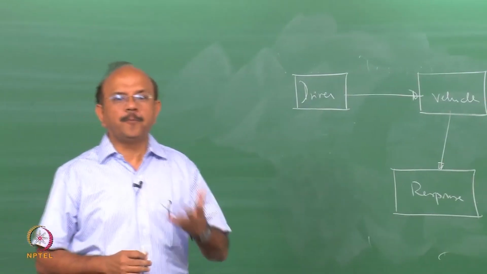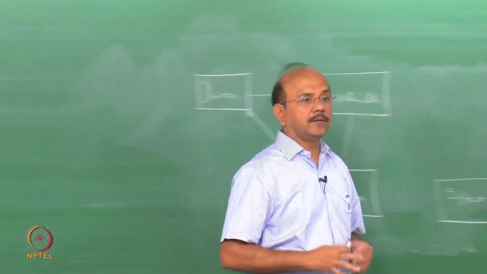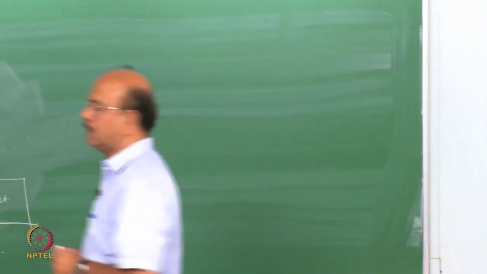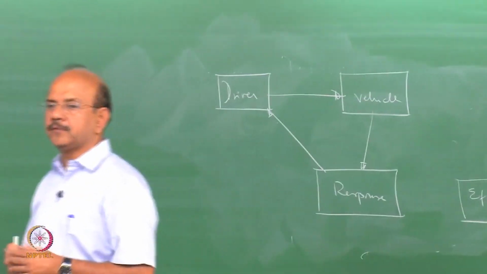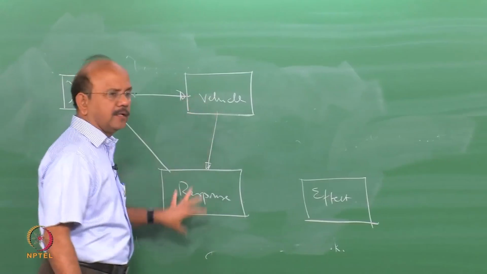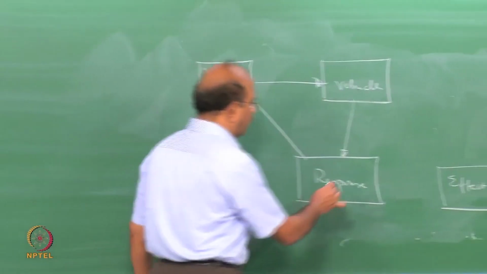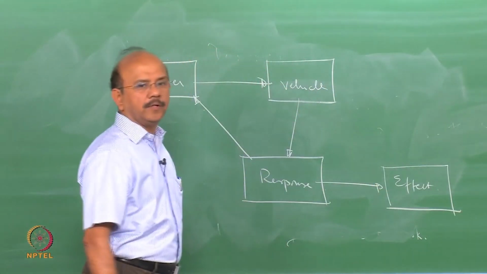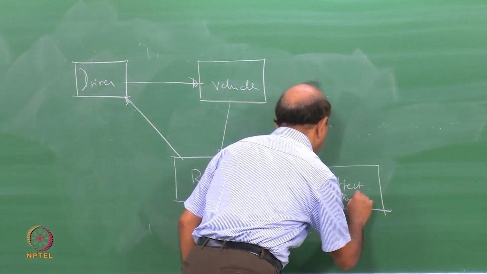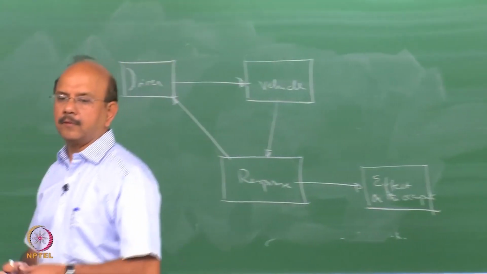And the response may make him modify his input or not, depending upon what is the response. So, there is a lot of feel. Depending upon what is the response, the driver may modify his input. So, in other words, there is a very close interaction between the driver, vehicle, and the response. The response has another effect. The response has an effect on the occupants of the vehicle. So, in other words, the effect on occupants is also important.